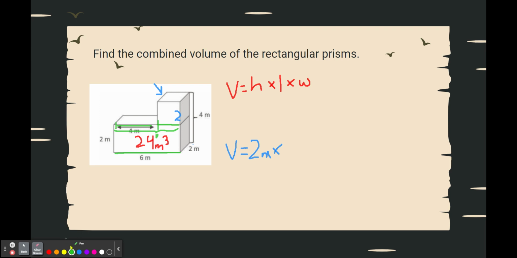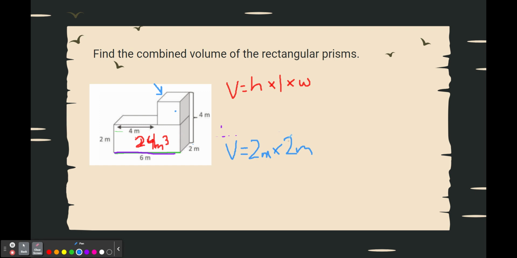But we know from here to here is 4. So in order to find out how much this part is, we can take 6 meters and subtract 4 meters, which gives us 2 meters. So our length is also 2 meters. So now we found our length on our top portion. So that is 2 meters.